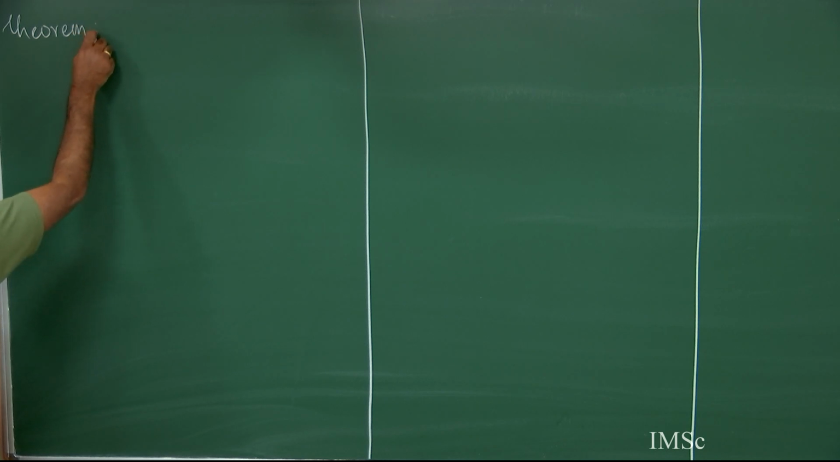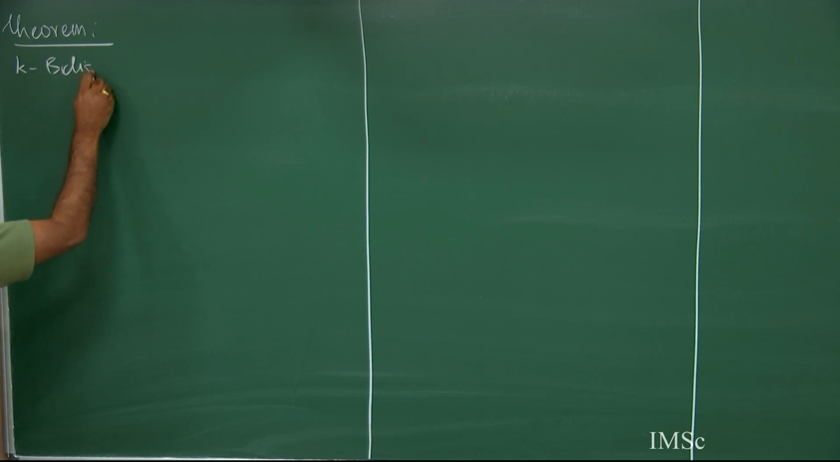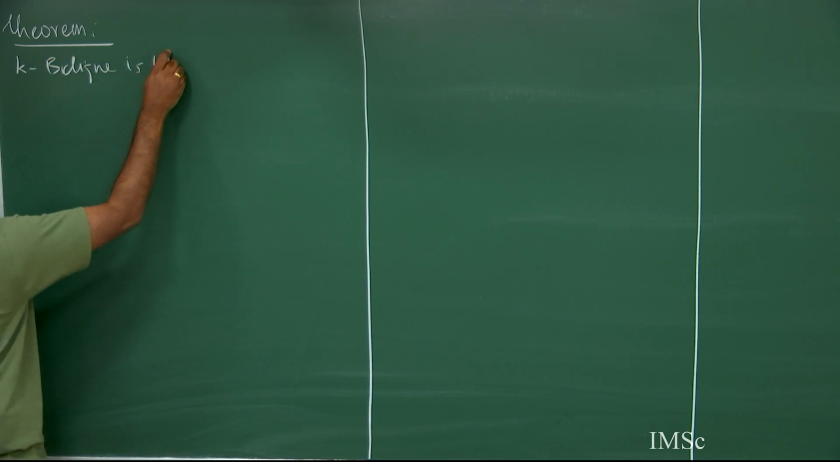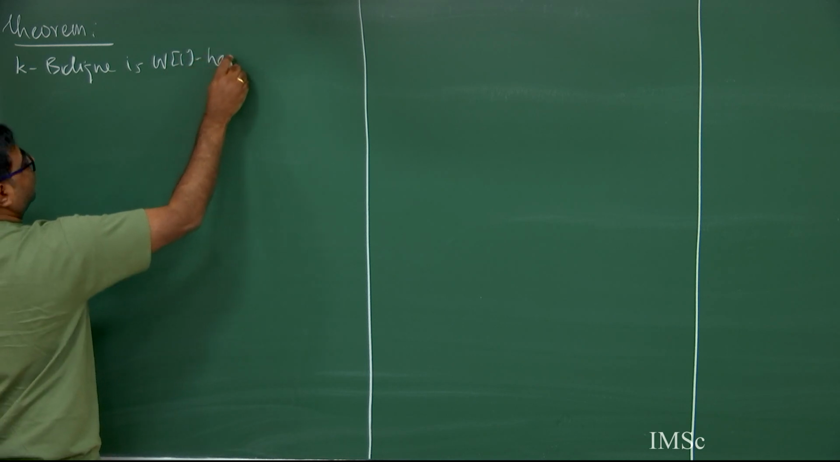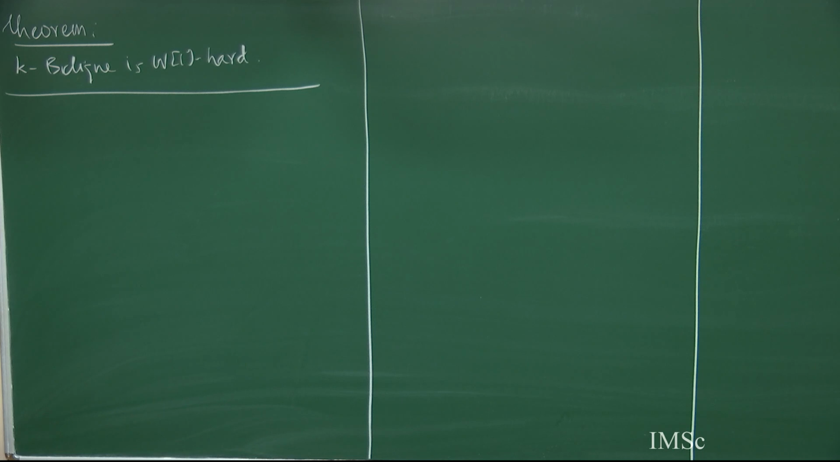So the theorem which I want to prove first is what is called K-biclique is W1-hard. Okay, so that is the basic goal.